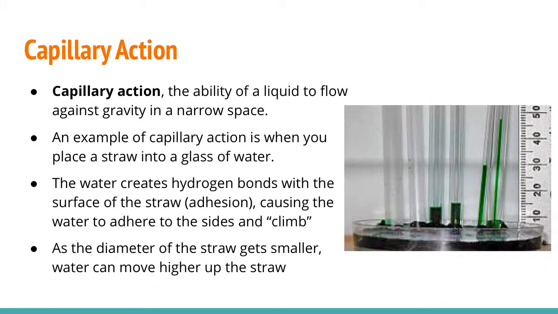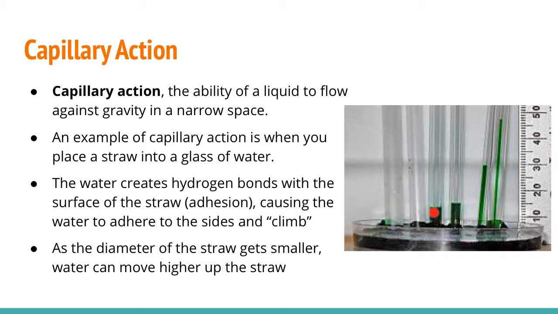The last one that we're going to talk about is capillary action. So capillary action is the ability of a liquid to flow against gravity, or up on Earth, in a narrow space. So an example of capillary action is when you place a straw into a glass of water. If you were to look at where the water level is in the glass versus where the water level is in the straw, inside the straw, your water level should be higher. But why does this happen? Well, the water is creating hydrogen bonds with the surface of the straw, so that's adhesion, water sticking to something else, causing the water to adhere to the sides and to climb. As the diameter of the straw gets smaller, water can move higher up the straw.